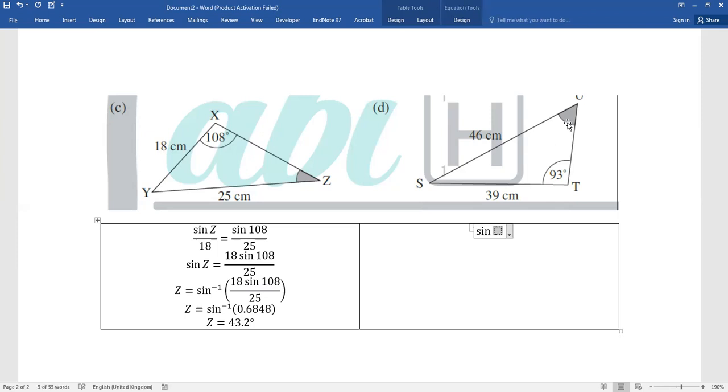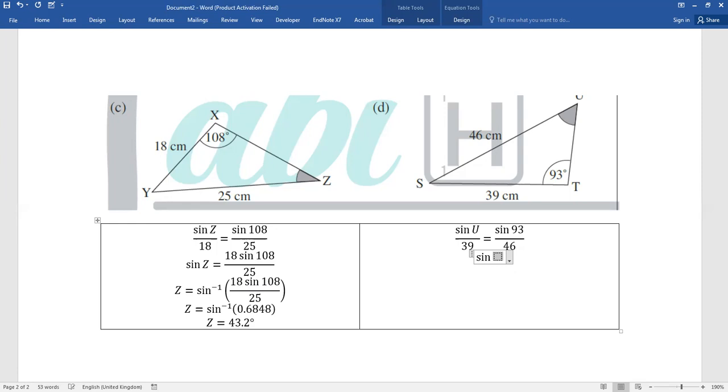First, write the angle, sine u, upon the side. What is the side that I must write with sine u? 39. Very good, 39. Now this will be equal to what? What other angle inside? Where do I? 93. Very good. Upon 46. Brilliant.